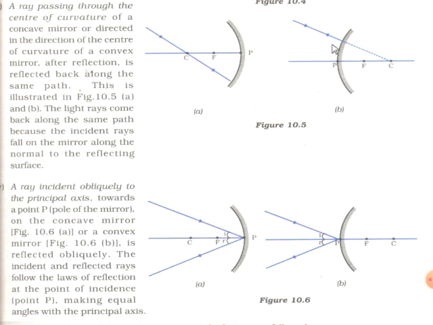Got it? Here also the same thing. In the case of convex mirror, a ray which is supposed to pass through its center of curvature after incident onto the convex mirror, the reflected ray will move along the same path, but in the opposite direction. Got it? Why is it so? Because this is a normal.